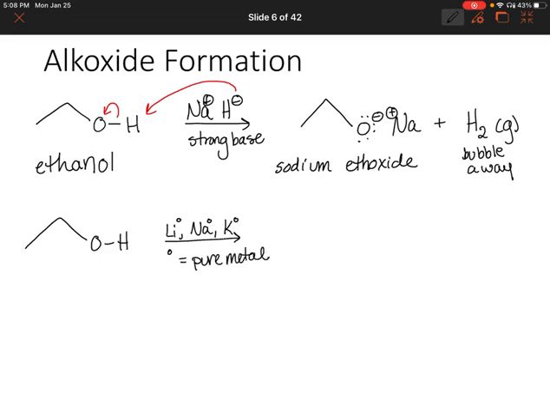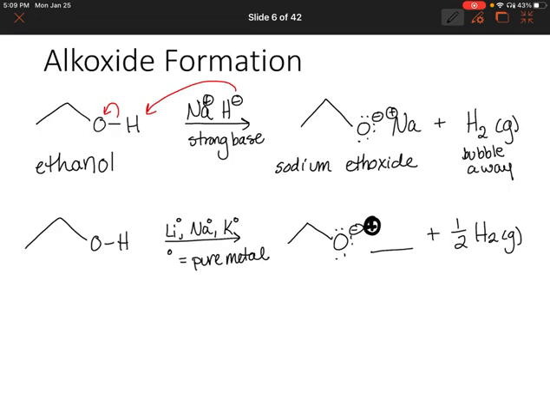So what you would do is get your alcohol, and then you would chop off some pure metal from your metal block, and you'd end up with that same alkoxide ion, although the spectator ion would be different depending on which one you use. So it might be sodium, lithium, or potassium. And then your other product would be half an equivalent of hydrogen gas.